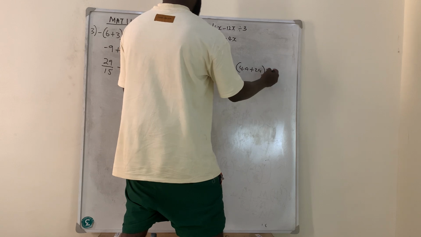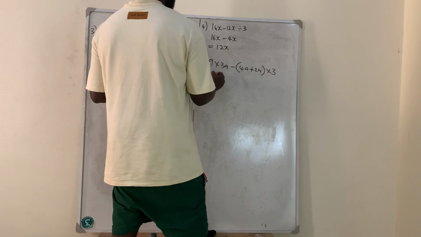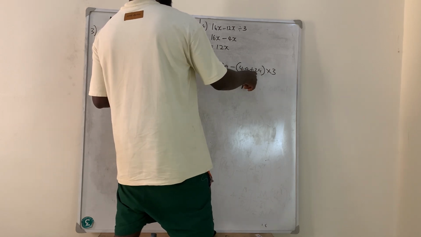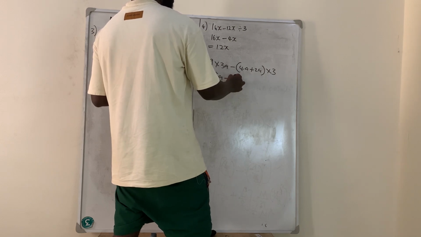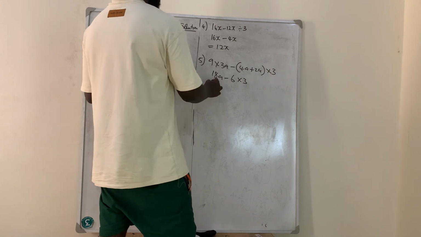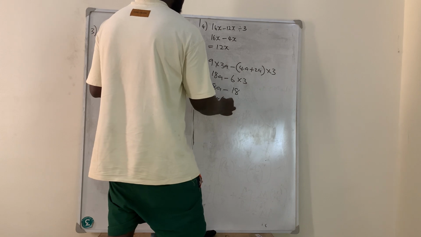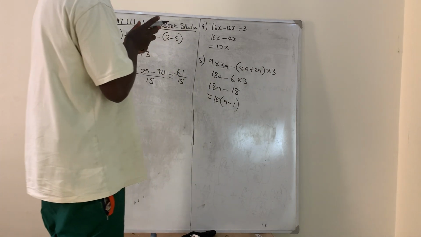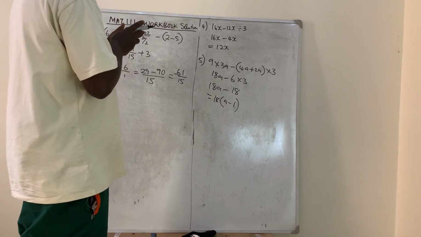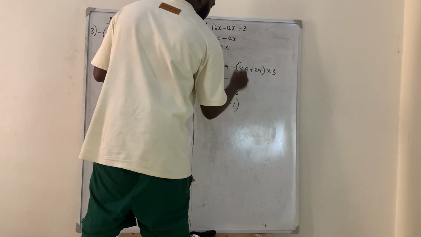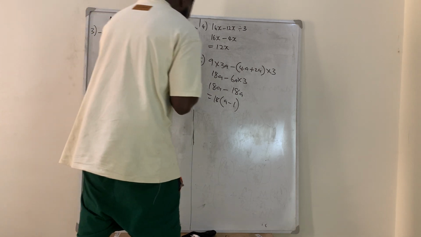The next thing we have is 9 times (3a minus (4a plus 2a)) times 3. First of all, we can do this. 3 times 9 is 18, so I have 18a. Inside there is 6. 6 times this gives you minus 6 times 3. So we have 18a minus 18, which will give you 18 into (a minus 1). So if there is a here, then the answer is 0.